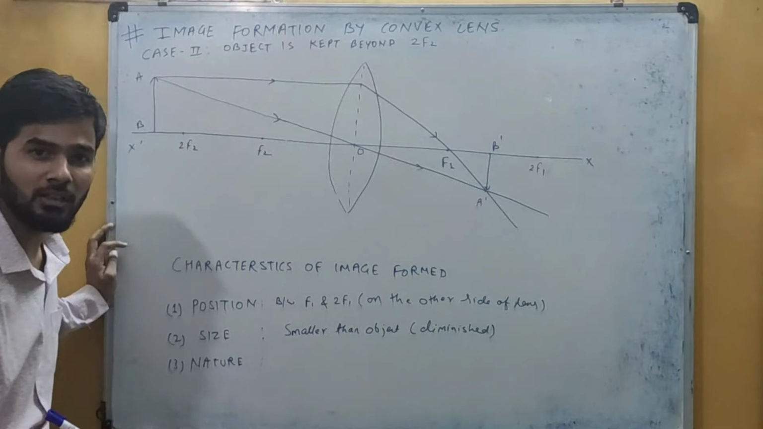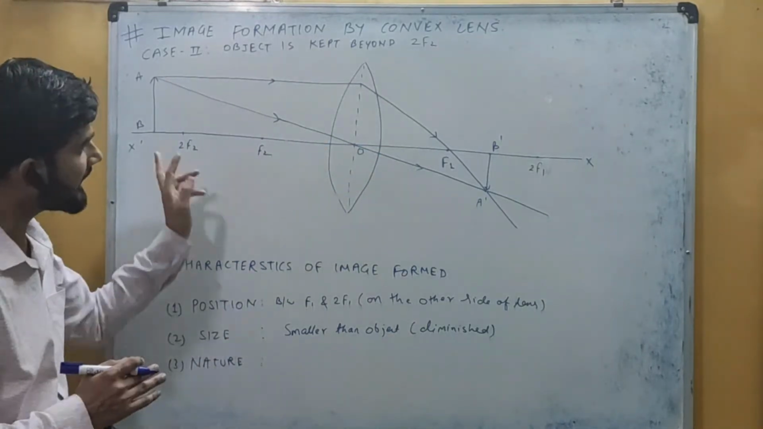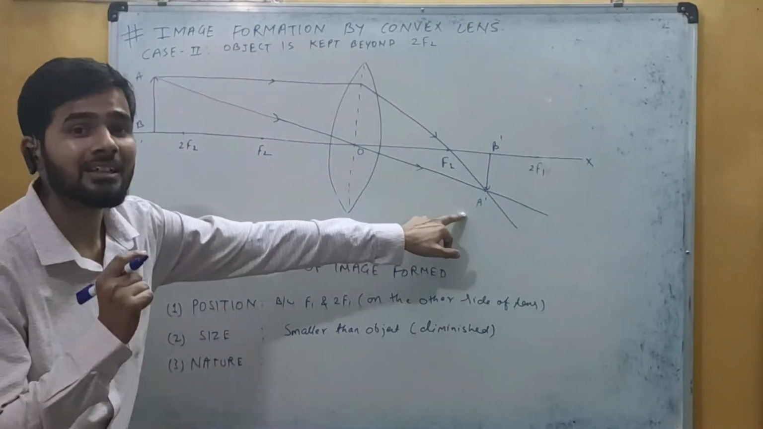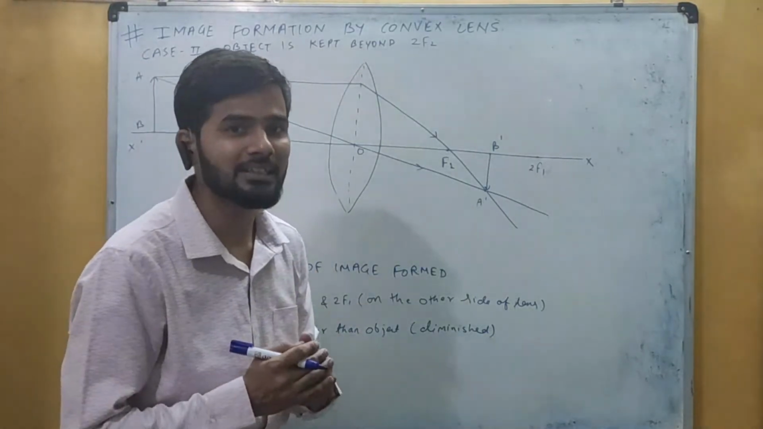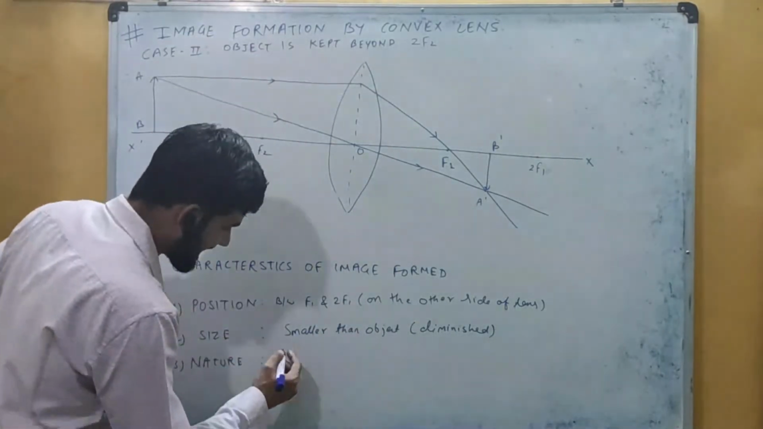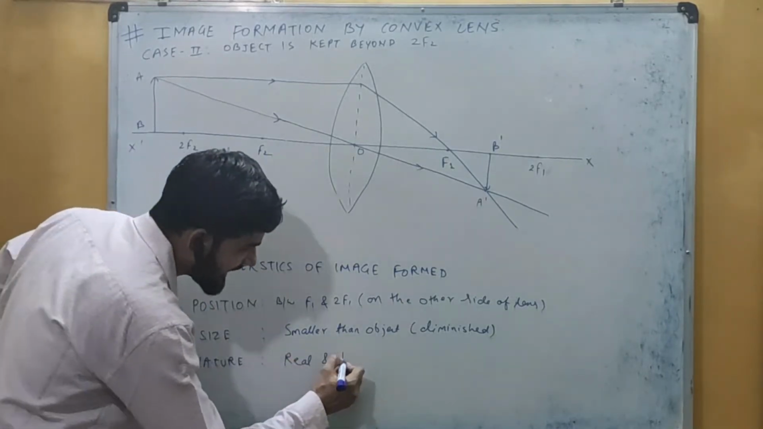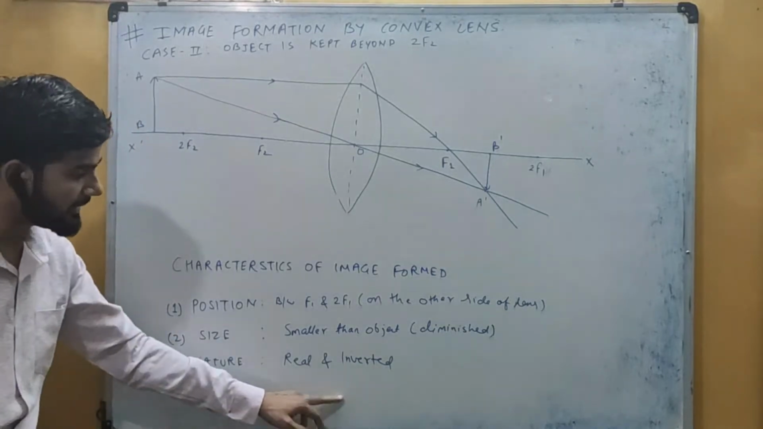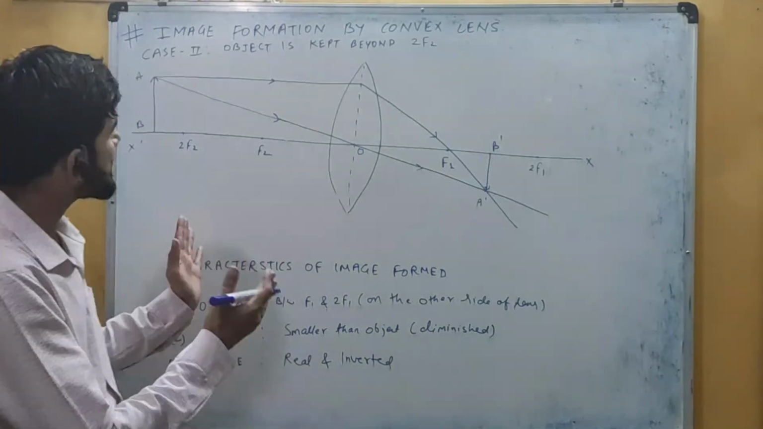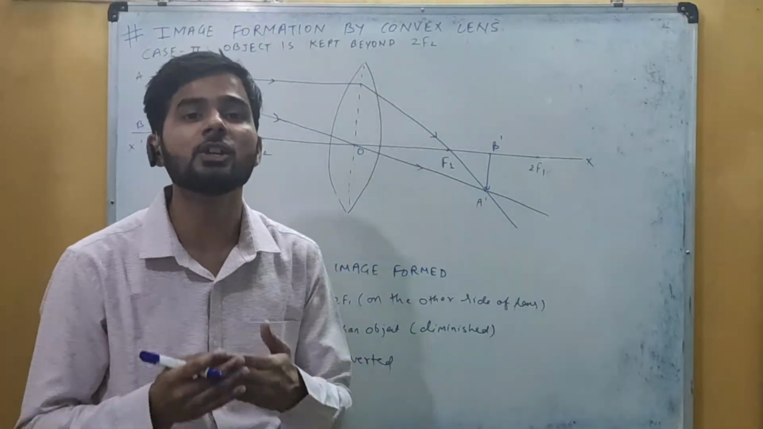Now what about the nature? Here the image is formed inverted, or you can say the image is formed when the light rays are actually meeting at a point. Whenever light rays actually meet, the image is real, and a real image is always inverted. So the nature of the image will be real and inverted. So in this way we can draw the ray diagram when the object is kept beyond 2f2.